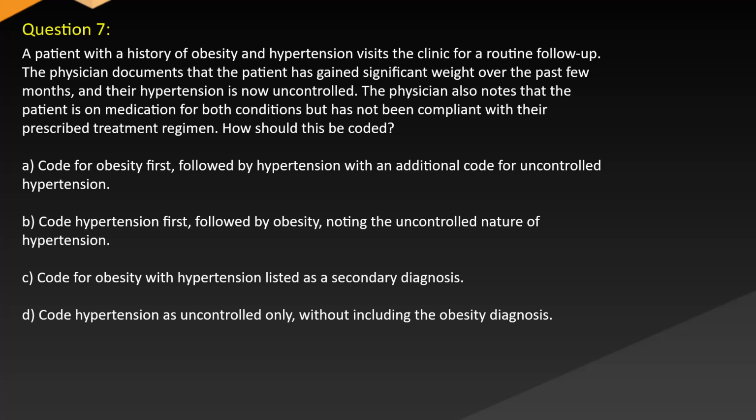A. Code for obesity first, followed by hypertension, with an additional code for uncontrolled hypertension. B. Code hypertension first, followed by obesity, noting the uncontrolled nature of hypertension. C. Code for obesity with hypertension listed as a secondary diagnosis. D. Code hypertension as uncontrolled only without including the obesity diagnosis.